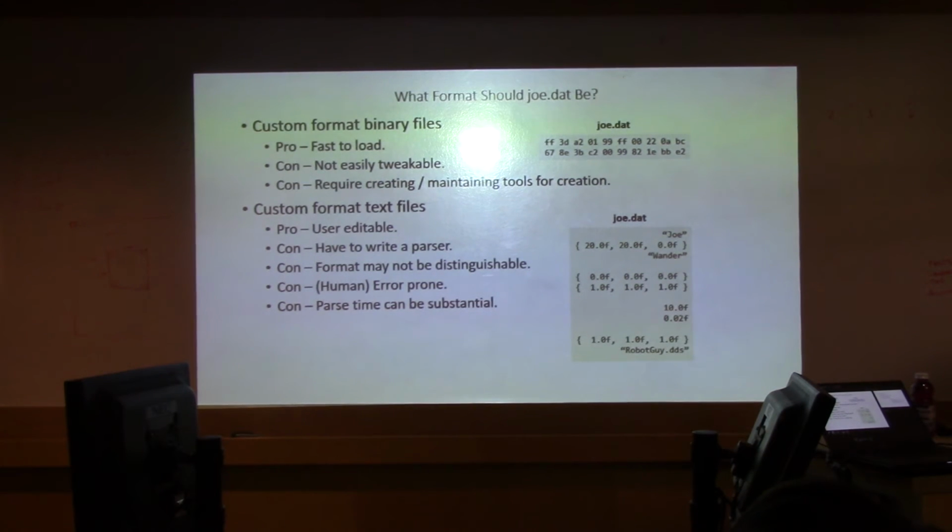I could say, oh, the first line in the file has to be a text string that's the name, and the next one has to be three floats that are the initial position, and so I'd have to write a parser. The problem here would be, well, the format's not easily distinguishable. I can't just look at this and say, oh, the third line is the controller to use, because I may give a controller a funky name and nobody understands it. And of course, there's human error issues here.